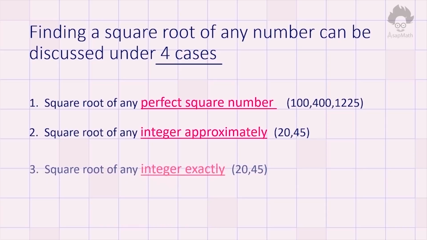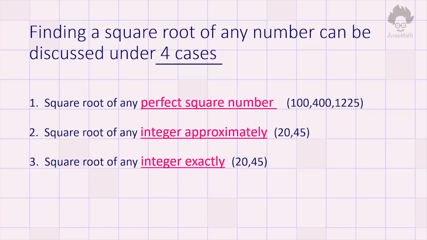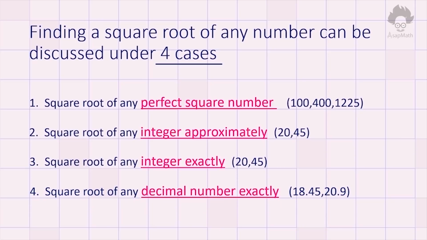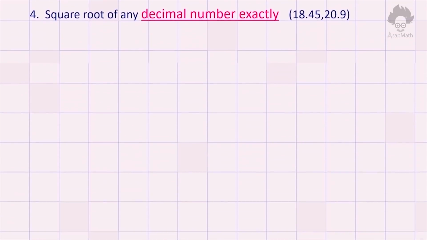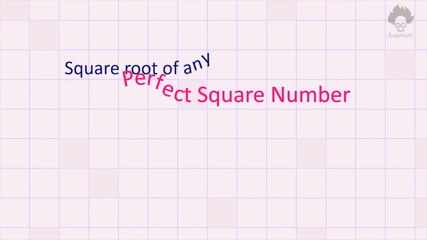Case 3. Square root of any integer exactly. In this method, exact answer is calculated and this is a more complex method. Case 4. Square root of any decimal number exactly. This method is similar to case 3. In this video, we will learn about case 1, that is how to find the square root of any perfect square number. Other cases will be discussed in another video.